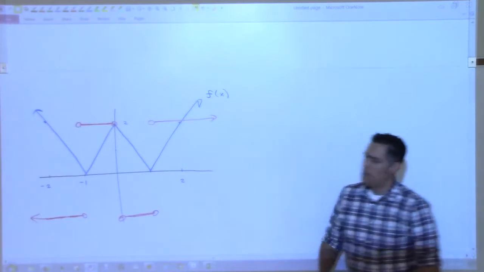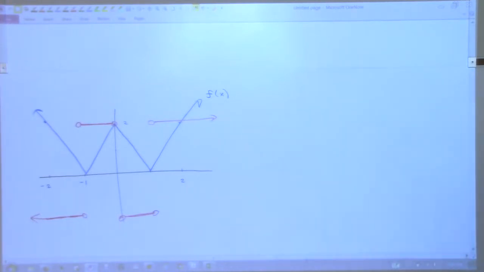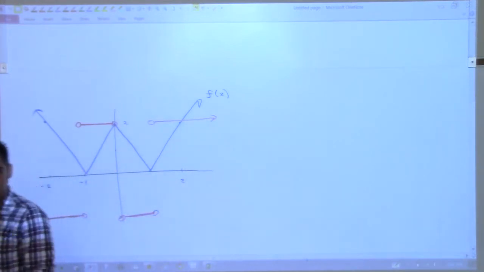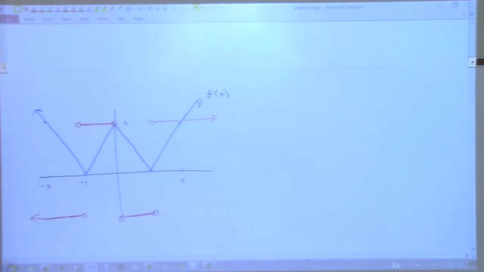The red graph is the graph of the derivative. Very awkward looking derivative, right? Does this make sense?